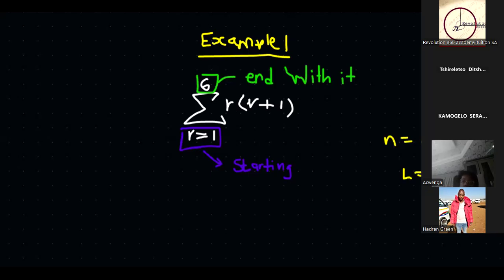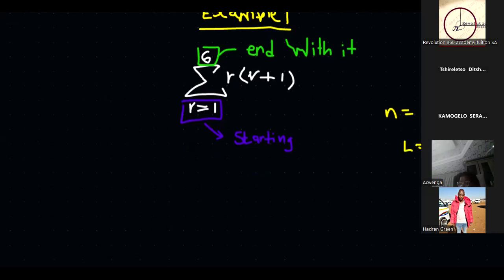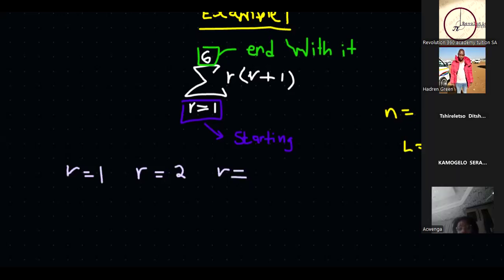This basically means that when you're developing a series, you're going to start where? At R equals 1. And then you say R equals 2. Then R equals 3. Please don't write, guys. Then you say R equals 4. Then R equals 5. And then last, I don't have space, I'm going to say R equals 6. So that's what I taught you.